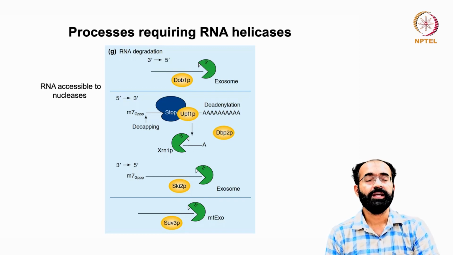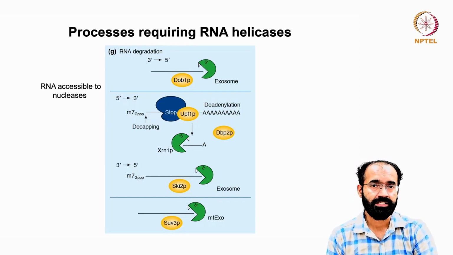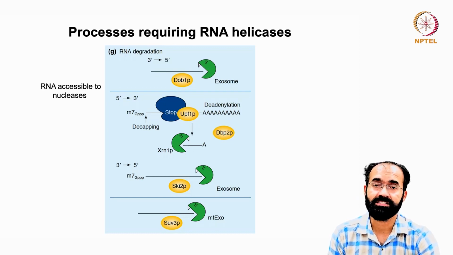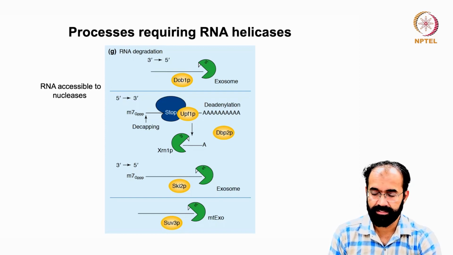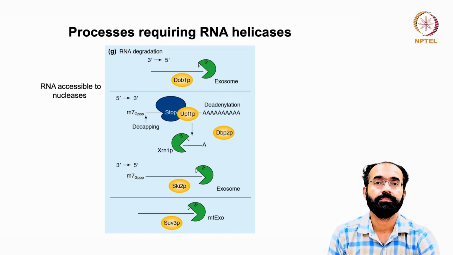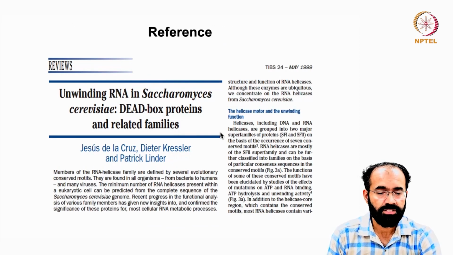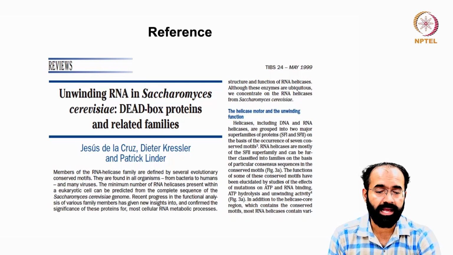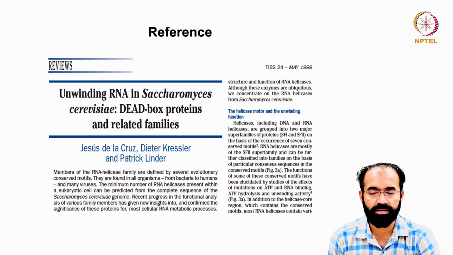So we are highlighting the importance of RNA helicases. Whether it is RNA biogenesis, its maturation, its export, its translation, or its degradation, it requires RNA helicases at different stages of RNA biology. So this is an article, Unwinding RNA in Saccharomyces cerevisiae: DEAD-box proteins and related families. It's a review article. Those who are interested can read it. It's quite an interesting article to read. It came in Trends in Biochemical Sciences.